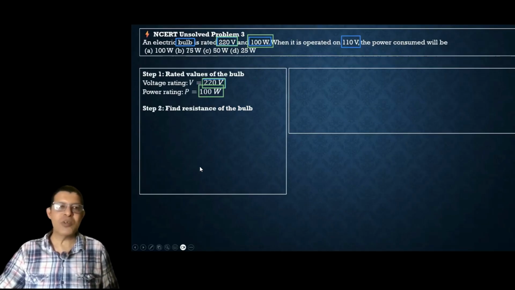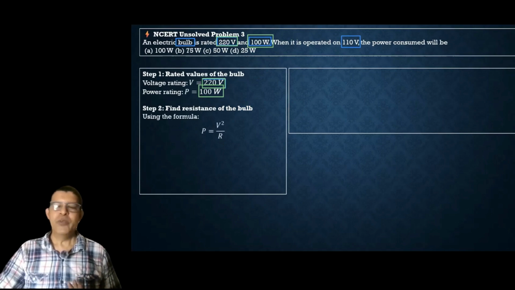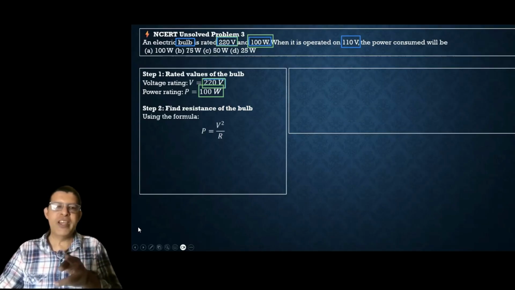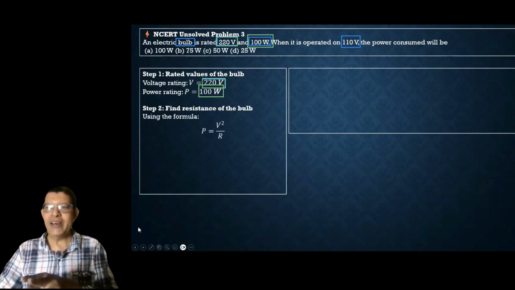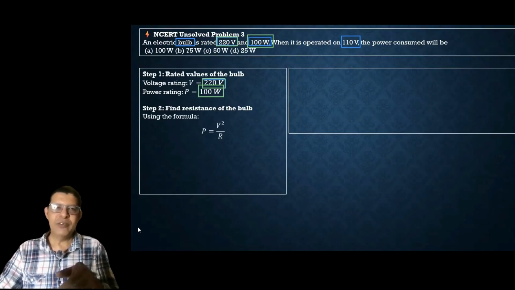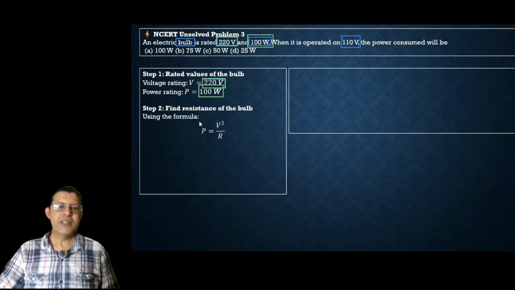So we have to find the resistance of the bulb by using the rated power and voltage, right? We can use this equation for power by using a combination of power is equal to VI and Ohm's law of V is equal to IR. Upon replacing I, we'll get V square by R, right? So we can use this equation to find R, resistance. So now we rearrange this. We can write R is equal to, R will move here and power will come to the denominator. That means we'll get V square by P.